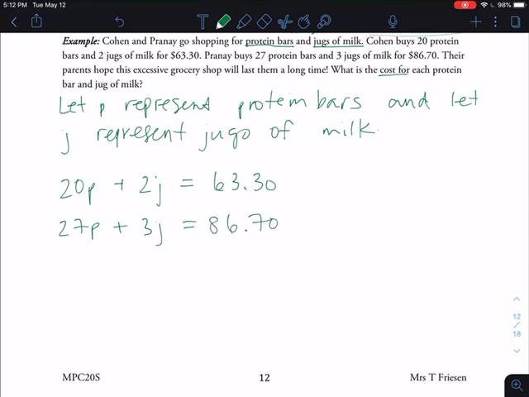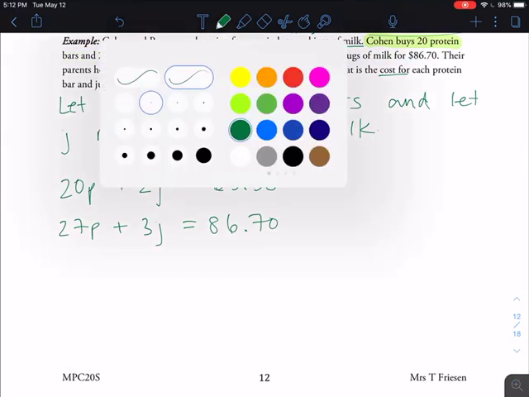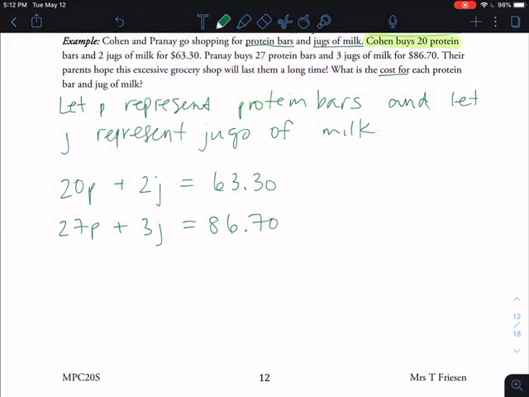70. Okay. So just to go over this again, you're looking for 2 sets of information. One set is about Cohen, right? And then the other set is about Brenna. So I just made those 2 sets of information into my 2 equations. Now I'm going to label them 1 and, pardon me, 2.